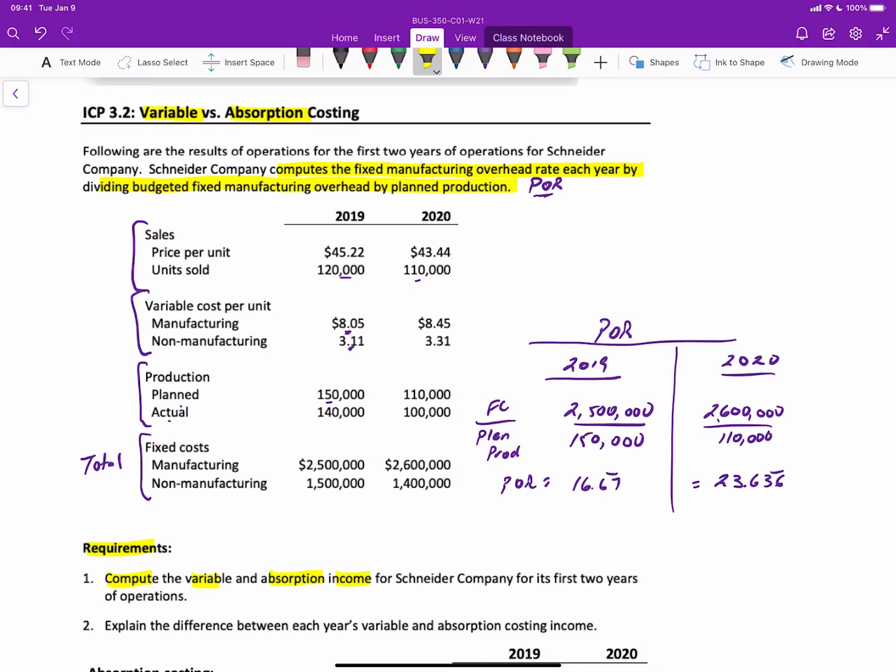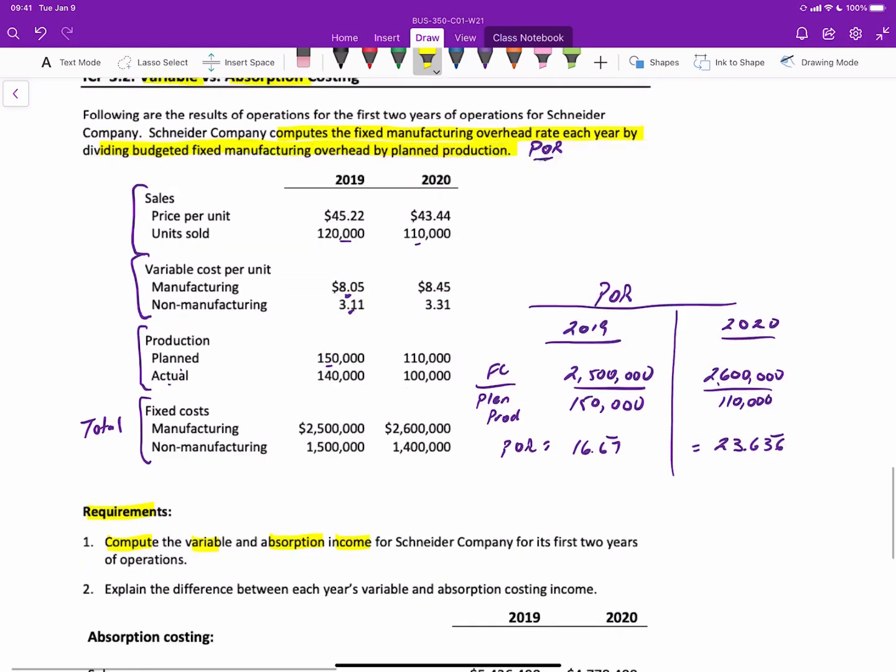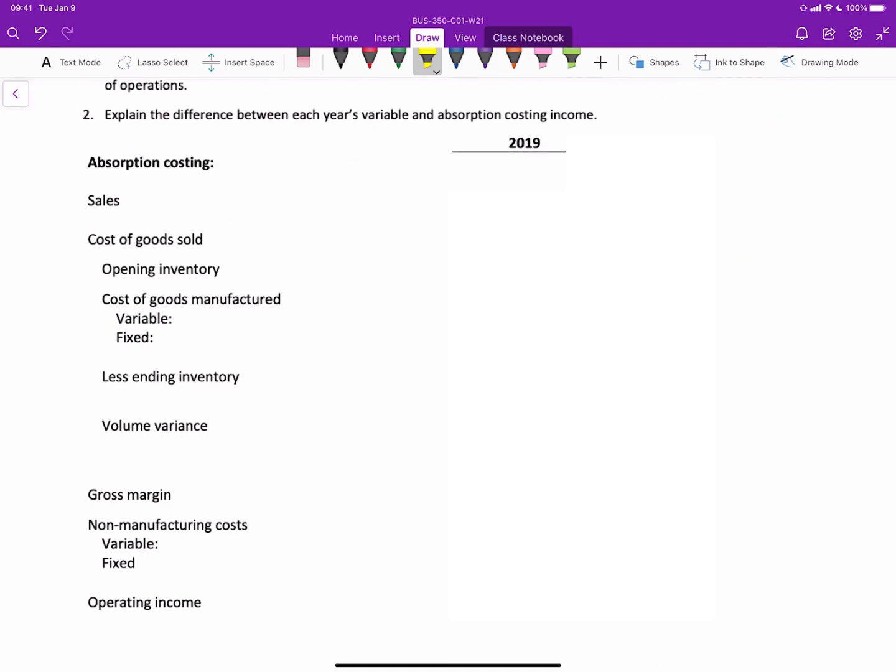Our requirements are to compute variable and absorption income for the company for the first 2 years. And to do that, we basically need to go through and construct the income statements for each one. So we'll start with absorption costing first. Okay, so let's get started. So what you have here are all the final numbers, and I'm just going to go through the supporting calculations to save a little bit of time.